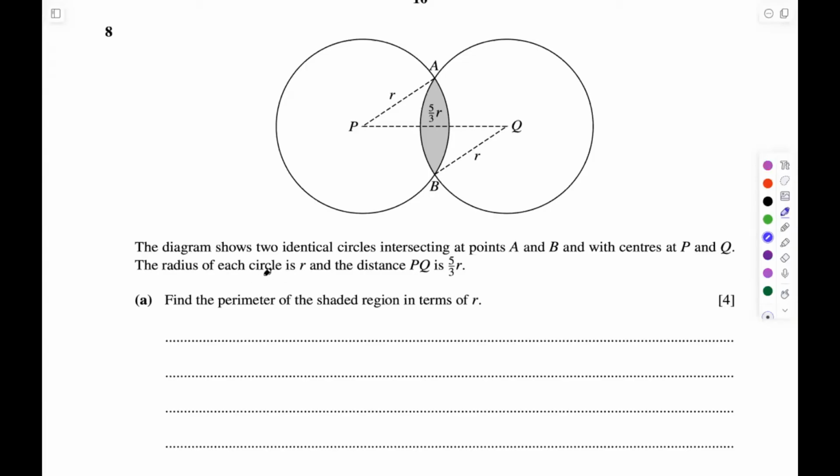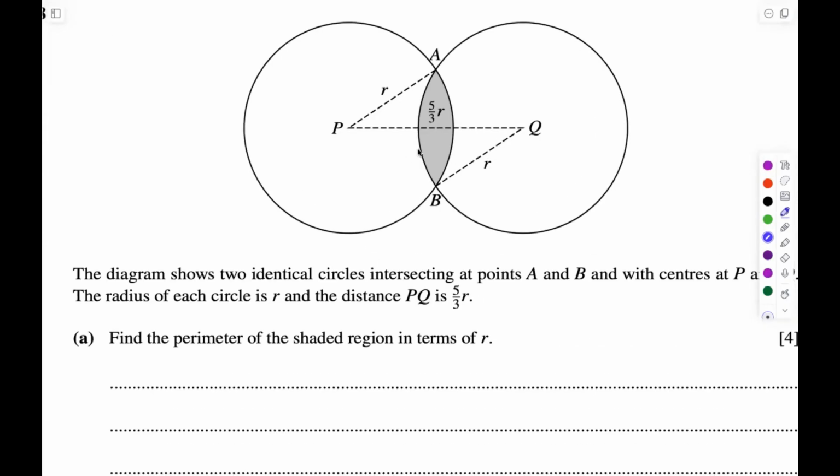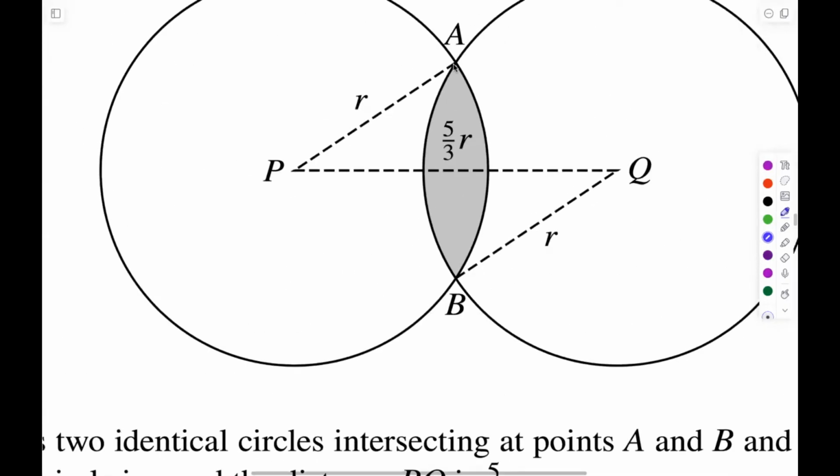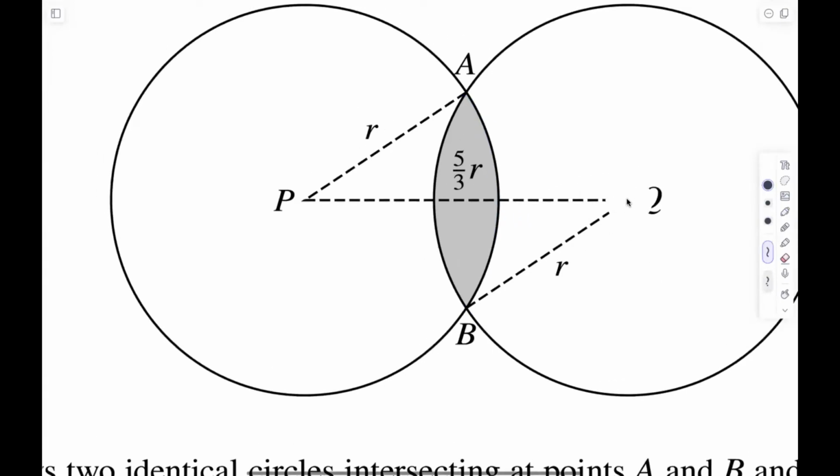In question 8, the diagram shows two identical circles intersecting at points A and B with centers at P and Q. The radius of each circle is r, and the distance PQ is 5 upon 3 r. In part A, we have to find the perimeter of the shaded region. Now, to find the perimeter, it means that we will have to find the arc length of AB from the circle with center P, and the arc length of AB again from the circle with center Q. We can see that both of these arc lengths will be exactly the same size, as both circles with centers P and Q have the same radius.